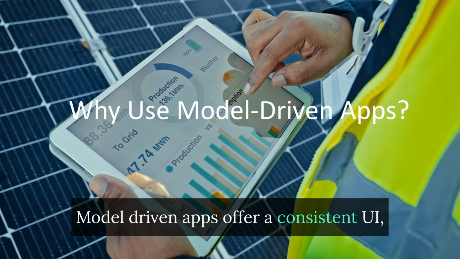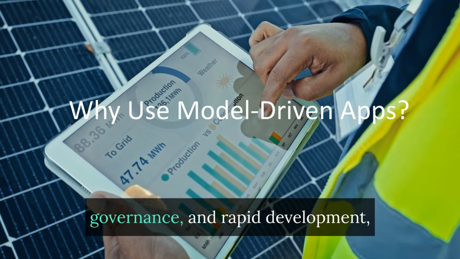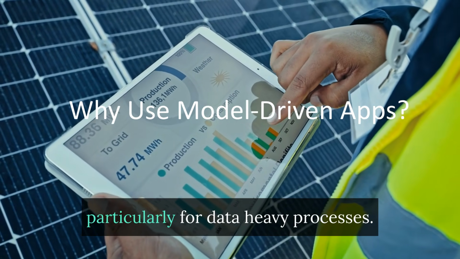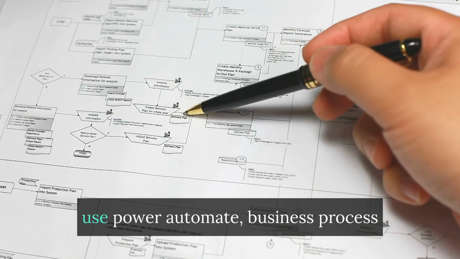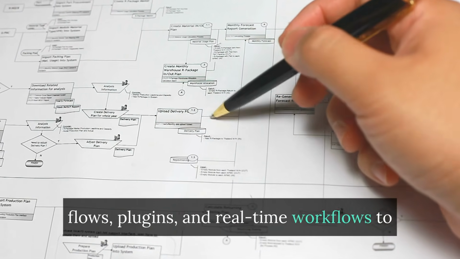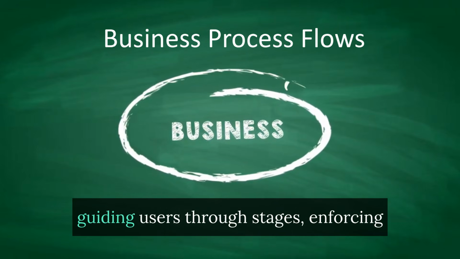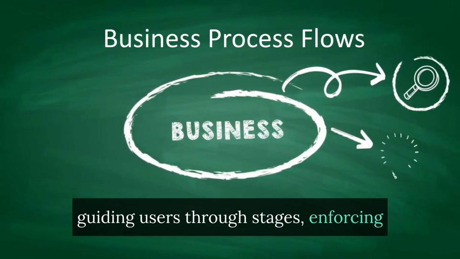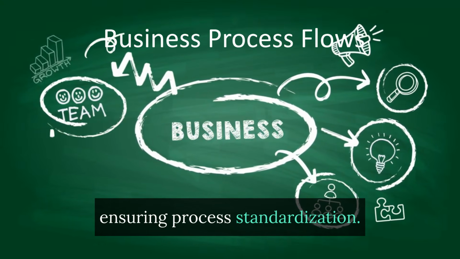Model-driven apps offer a consistent UI, scalability, ALM friendliness, strong governance, and rapid development, particularly for data-heavy processes. For business process automation, you can use Power Automate, business process flows, plugins, and real-time workflows to automate operations. Business process flows are essential for guiding users through stages, enforcing steps, integrating automation, and ensuring process standardization.